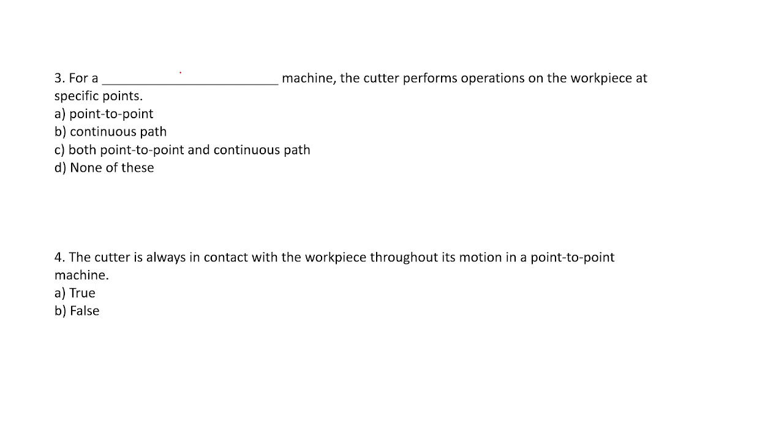Now in question number 3, there is a fill in the blank: this machine, the cutter performs operation on the workpiece at specific points. So here I want to draw two parts. Basically, in numerical control machines, we can say there are two types of NC programming. One is point to point, one is continuous path.